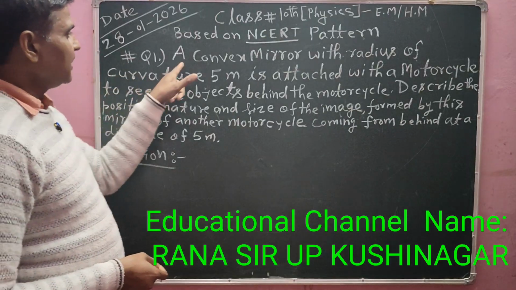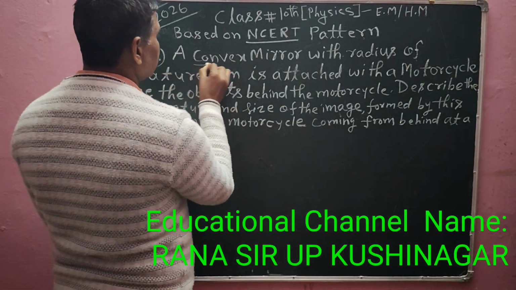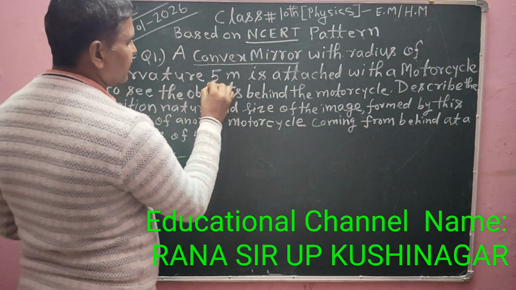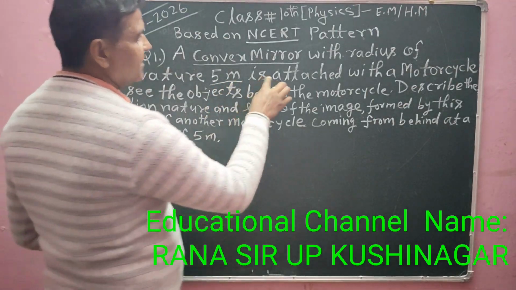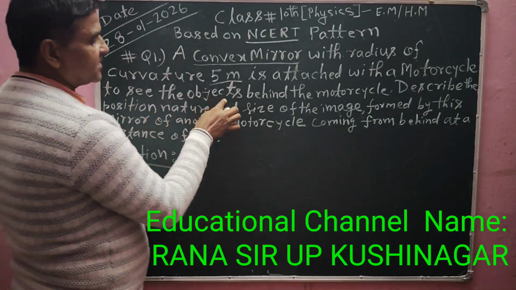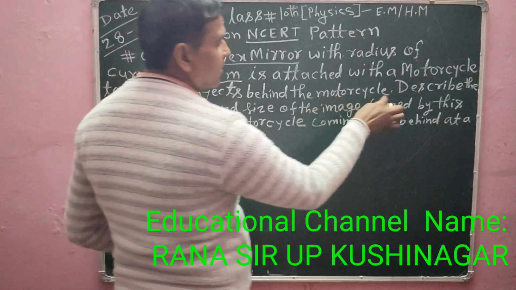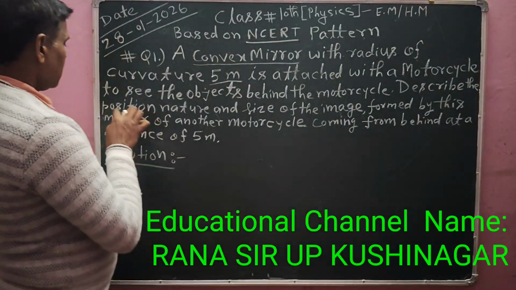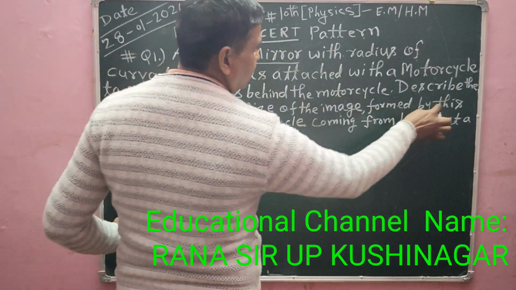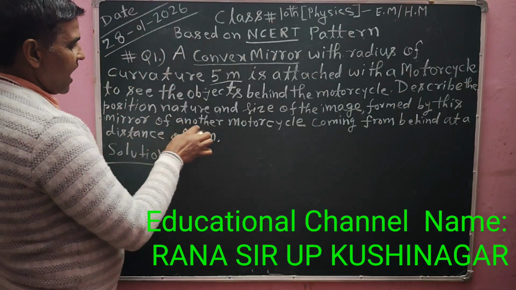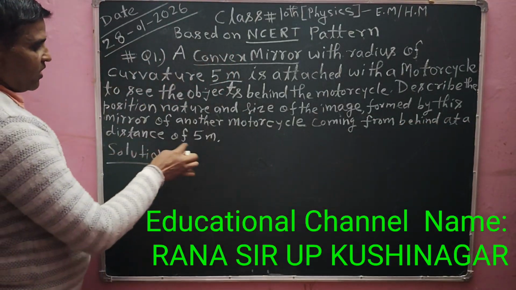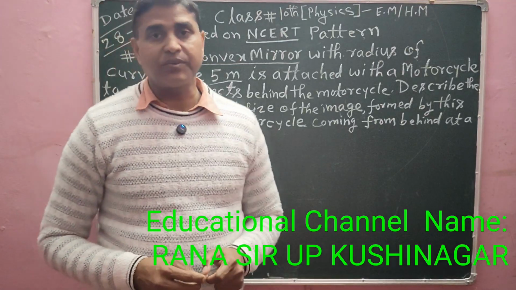Question number 1. A convex mirror with radius of curvature 5 meter is attached with a motorcycle to see the objects behind the motorcycle. Describe the position, nature and size of image formed by this mirror of another motorcycle coming from behind at a distance of 5 meter. So this is the concept of convex mirror.